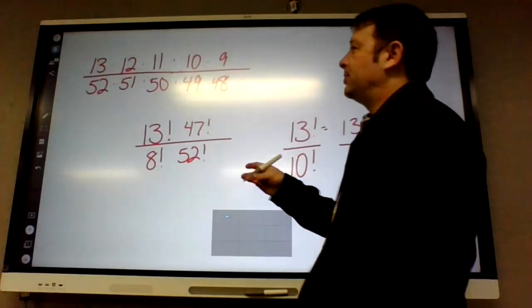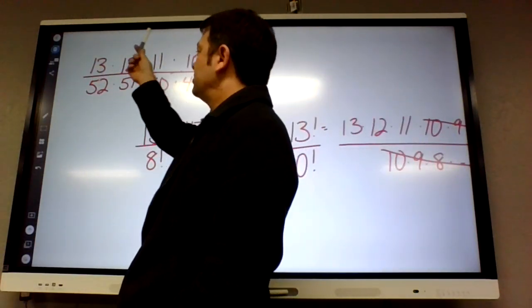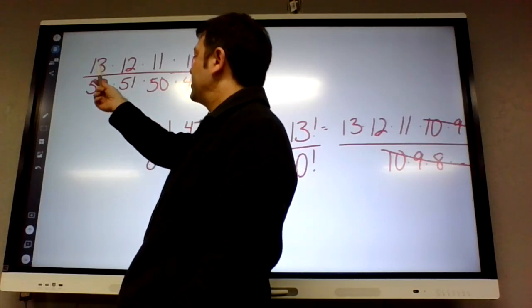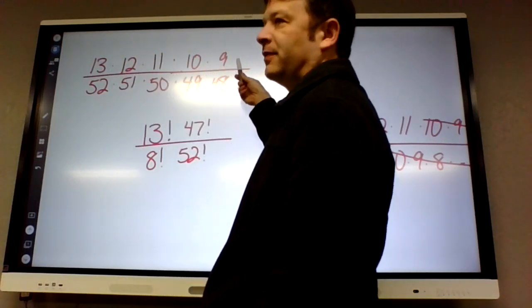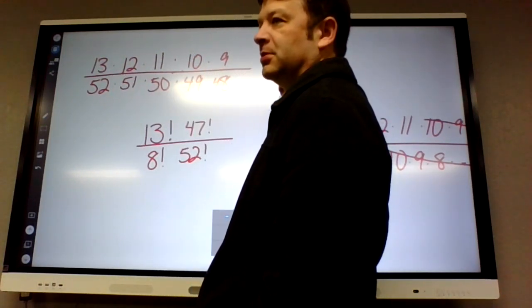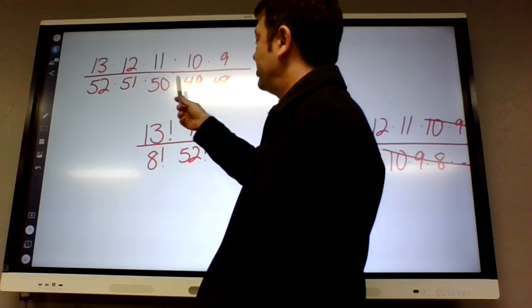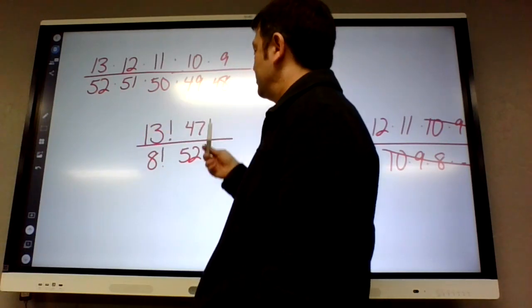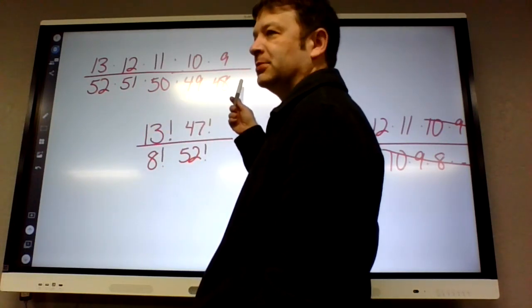So how could I write this in factorial form? Well, this is 13 factorial, but you have to take out 8 factorial. That's where that came from. And on the bottom, it's kind of the same idea. The bottom has 52 factorial. Take out 47 factorial. That makes more sense.